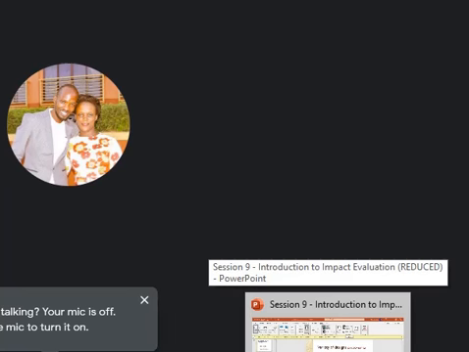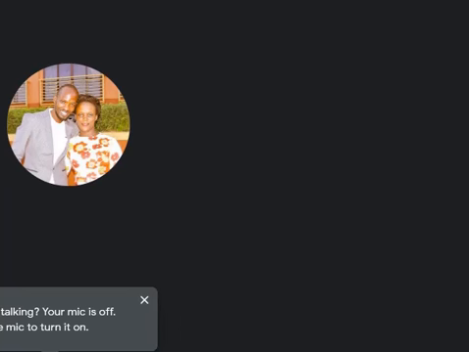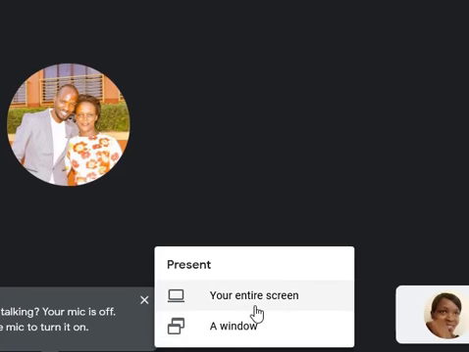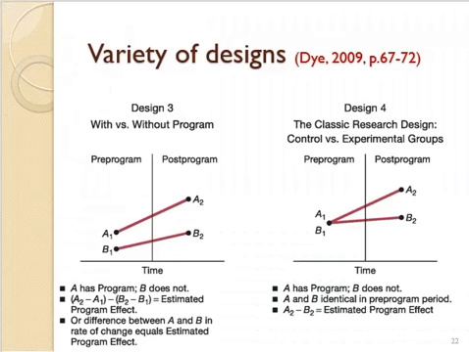You could have a design that looks at points that are for with program and points that are for without the program.